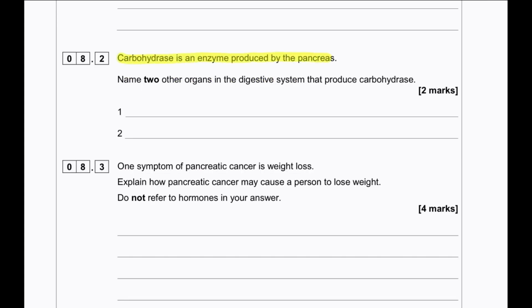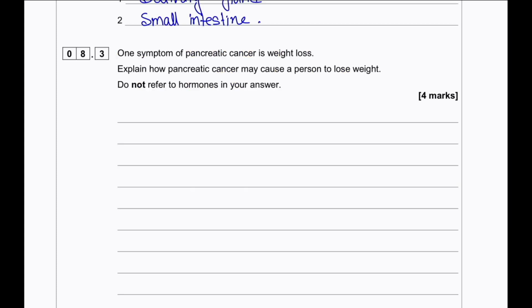Carbohydrase is an enzyme produced by the pancreas. Name 2 other organs in the digestive system that produce carbohydrase. Carbohydrase is produced by the salivary gland and the small intestine. So it is either produced in the salivary gland or in the small intestine. One symptom of pancreatic cancer is weight loss. Explain how pancreatic cancer may cause a person to lose weight. Do not refer to hormones in your answer.